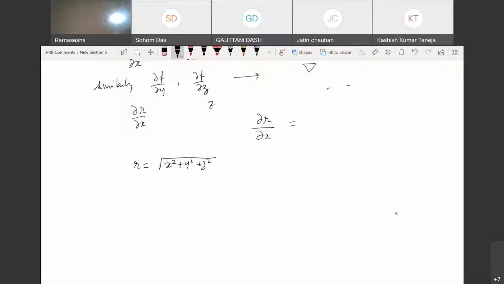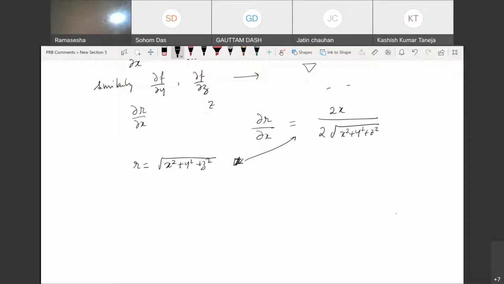Okay, so if I want to get del r by del x, then what is this equal to? This is equal to this one, so del r by del x will be given by 2x divided by 2 times square root of x squared plus y squared plus z squared.